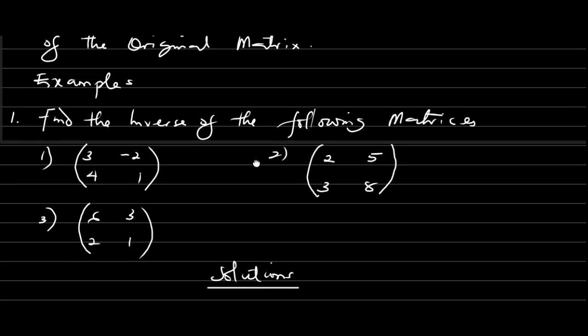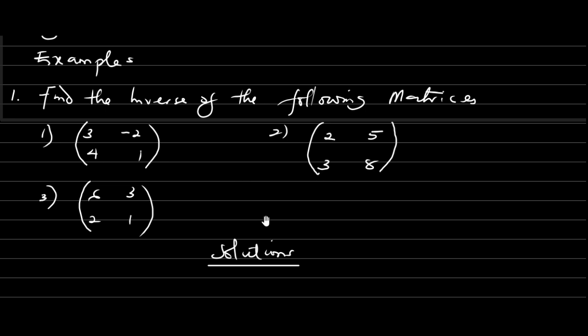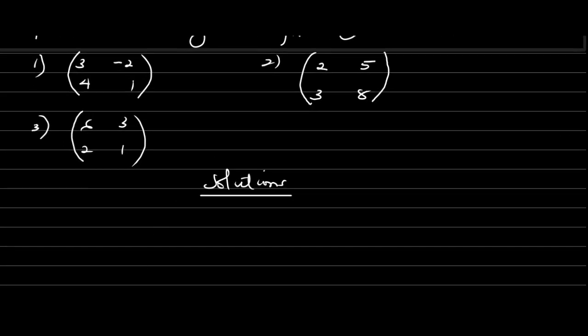So let's consider these examples. Find the inverse of the following matrix. All right, so let's start with the first one. Number 1, we have 3, minus 2, 4, 1. So if I start with finding the determinant of this matrix, I'm going to say 3 times 1, that is 3, minus 4 times minus 2, that is minus 8. So this is minus times minus, plus, 3 plus 8 will give me 11.